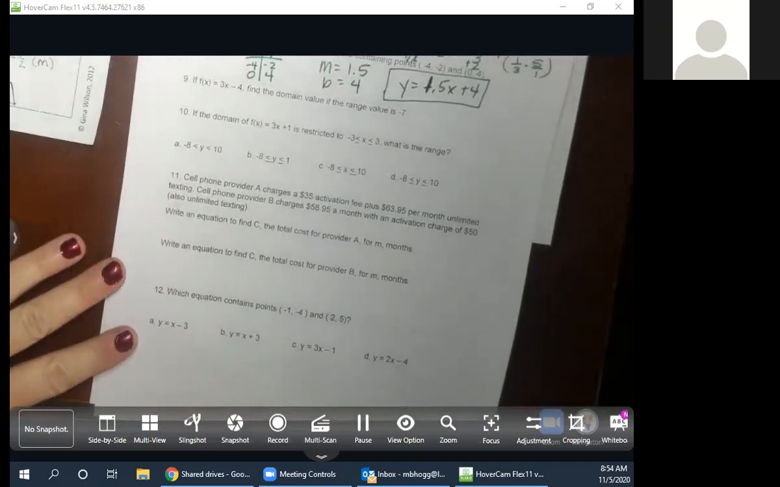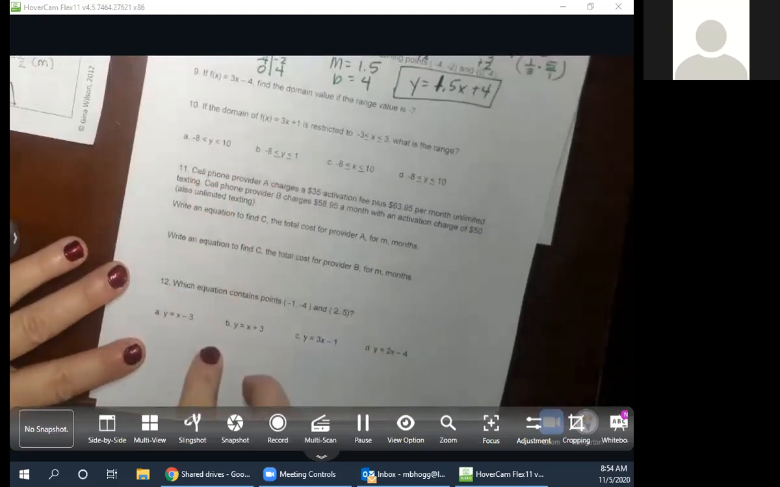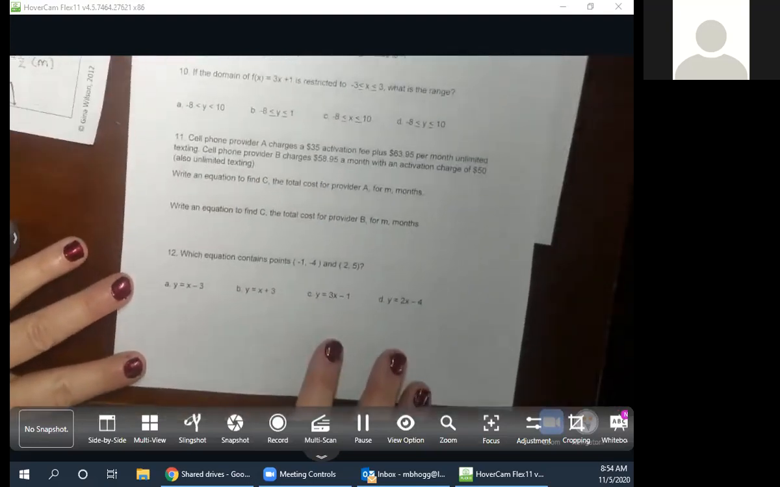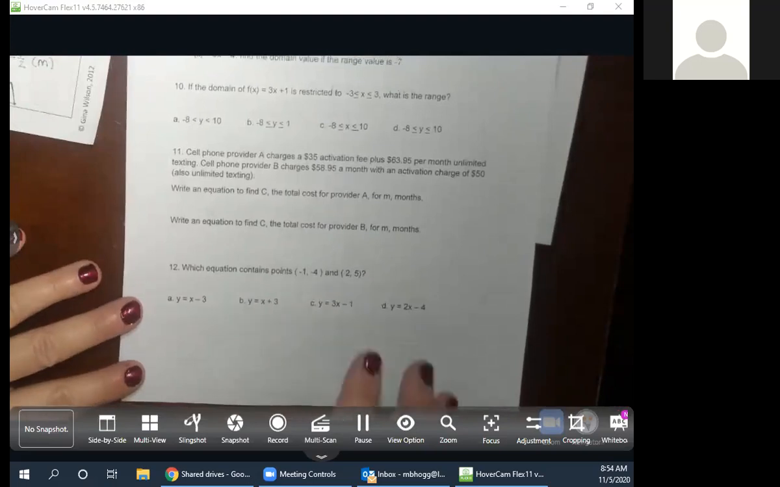So we are now on number 9. Let me see how many total problems. There's 23. Our goal is to get through 12 today because we're playing a game with the rest of these on Monday.